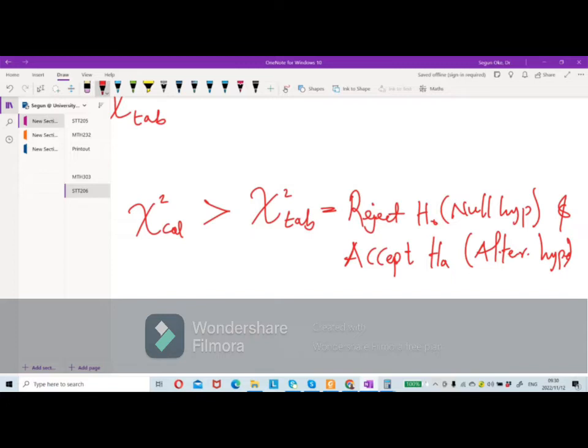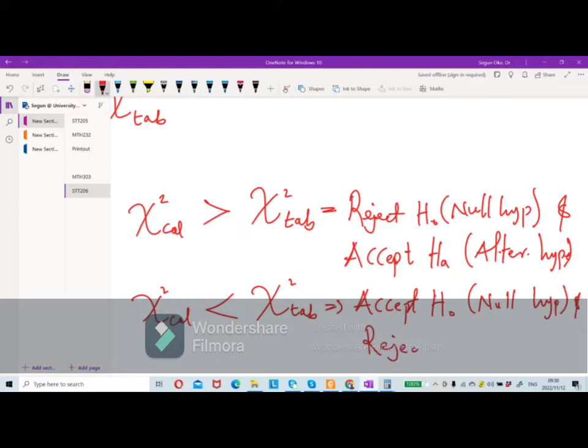But when your chi-square calculated is less than chi-square tabulated, accept H naught and reject the alternative. Are you getting it now?